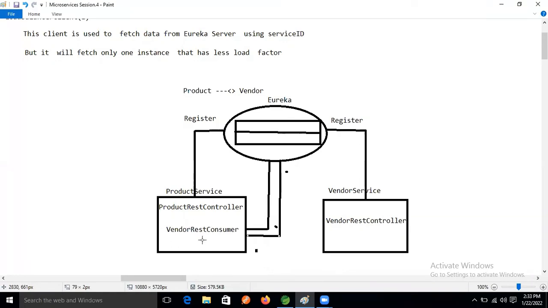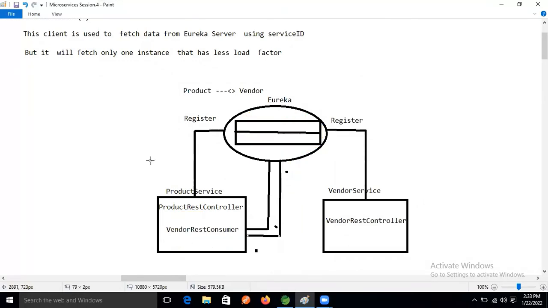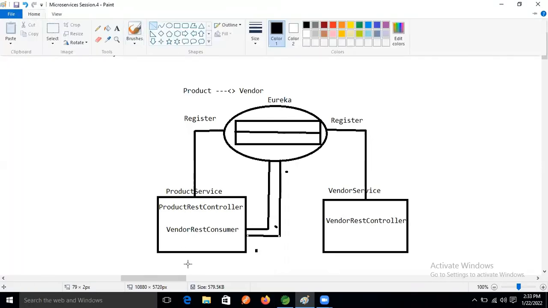But if we are using the load balancer client, which kind of instances will return? A list of instances or a single instance? A single instance will return, guys. Single instance will return. After that, the result is a single instance, and after that what will happen now?